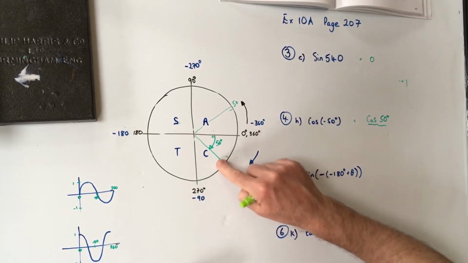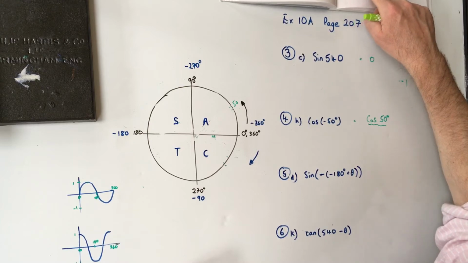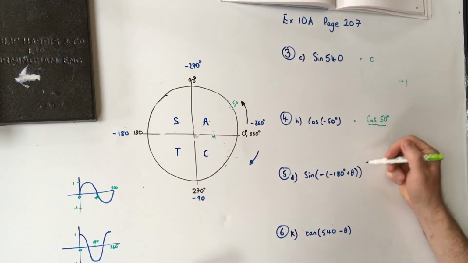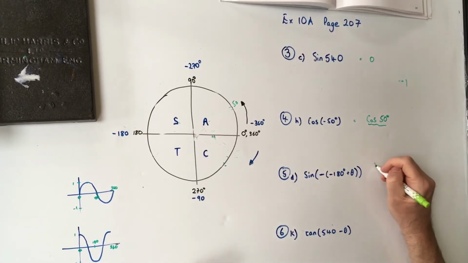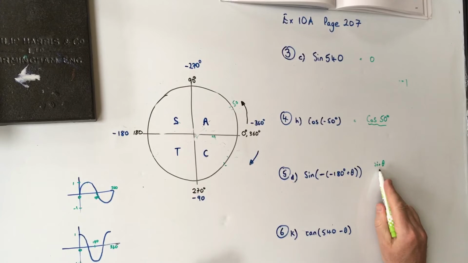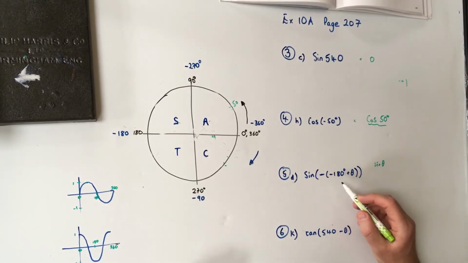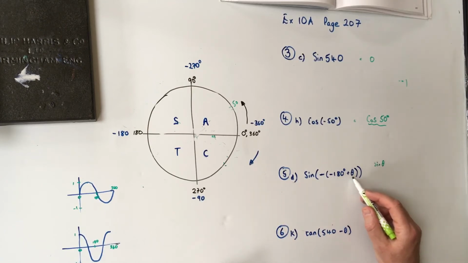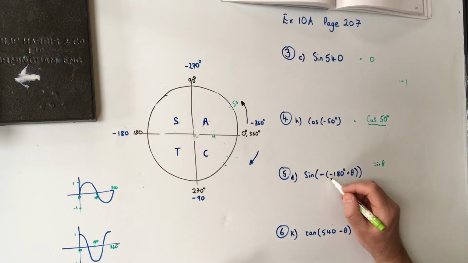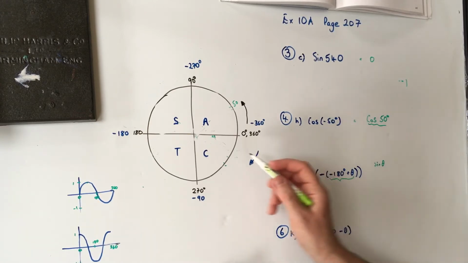Okay? On question 5, it's saying the same thing, given that theta is an acute angle. So this baked bean is an acute angle. Express in terms of sine theta. So we want an answer in terms of sine theta for all of this nonsense here. Okay? So let's have a look at what this is. This is minus 180 plus theta. So let's have a look at this as an angle first of all. Minus 180 plus theta.